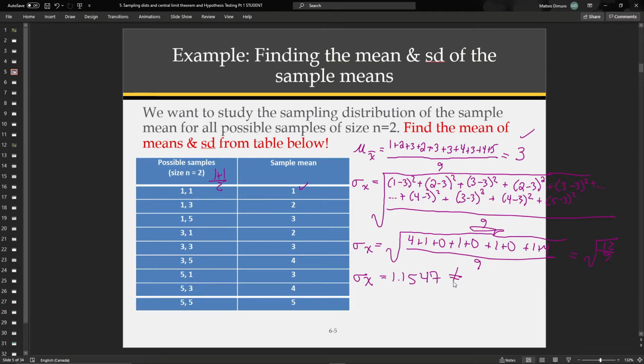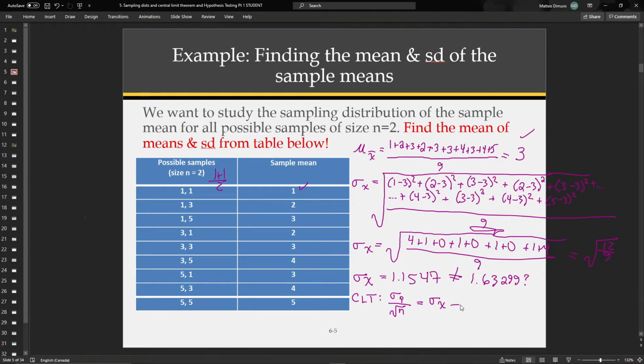Okay, so this does not equal what we got before, which was 1.63299. Okay, so what's going on here? They don't equal each other. Well, this is the central limit theorem, or at least where it comes in. Now, somebody figured this out. But if we take that population standard deviation and we divide it by the square root of n, then we will actually get this number here.